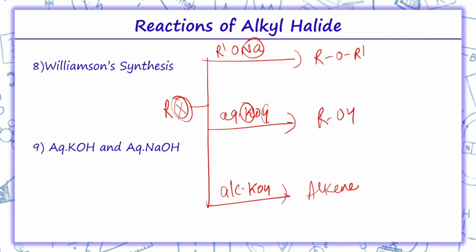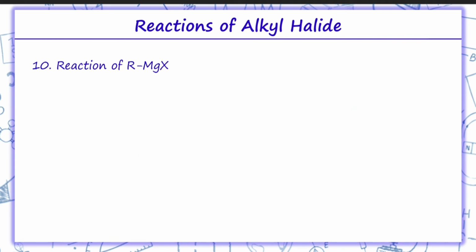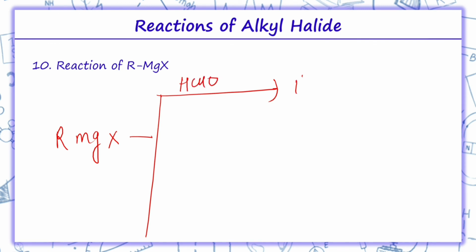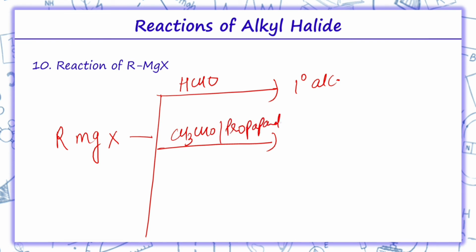reactions of alkyl halides. Coming on to reactions of Grignard reagent. When Grignard reagent, like we have RMgX, reacts with aldehydes, especially when it reacts with HCHO, primary alcohol is formed. But all aldehydes except HCHO, that is CH3CHO or propanal, all aldehydes will give secondary alcohol except HCHO. And when Grignard reagent reacts with ketones, we get tertiary alcohol.